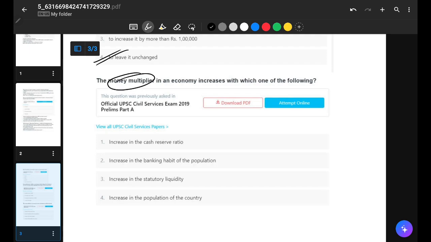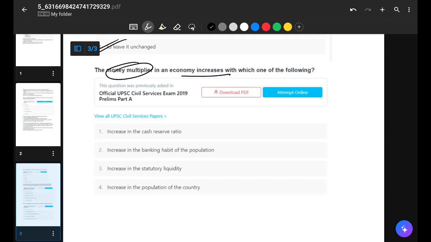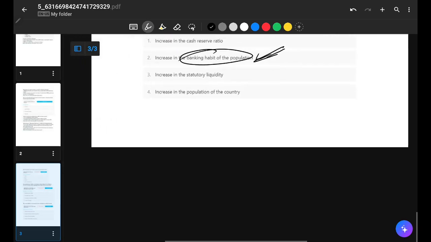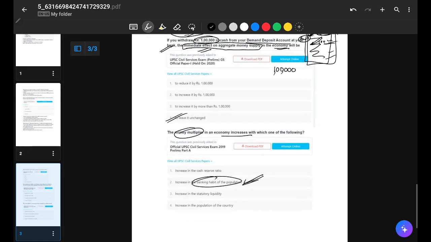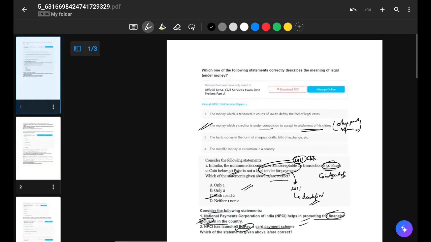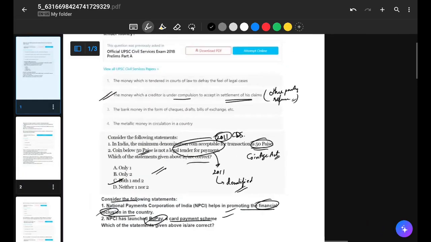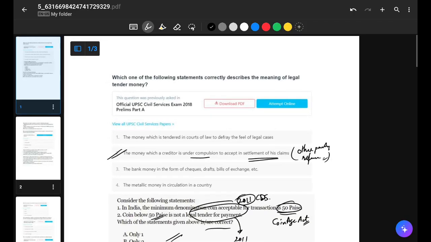Then money multiplier in an economy increases with which one of the following? I think this one you already know. It is increasing the banking habit. I told you, no? Questions will come like this. Okay, that's all. So we have completed the money and banking chapter, including the MCQs.